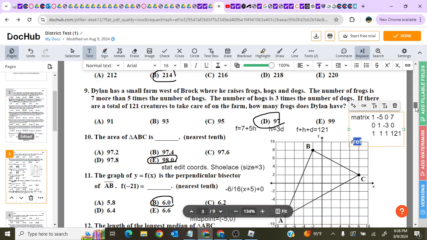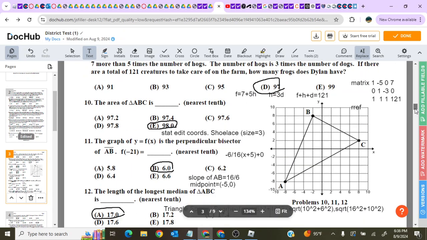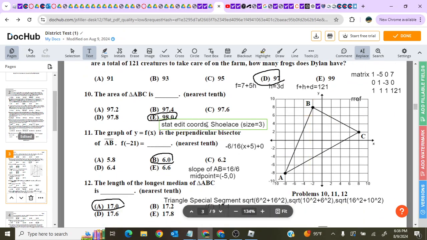Okay, triangle. What is the area of ABC? Okay, we'll be using our shoelace program for this. So yeah, you'll need to put in all the coordinates. So for L1, you'll put in the x coordinates, so -8, -2, and 8. Then for L2, you put in the y coordinates, -8, 8, and 2. Yeah, they're pretty similar numbers.